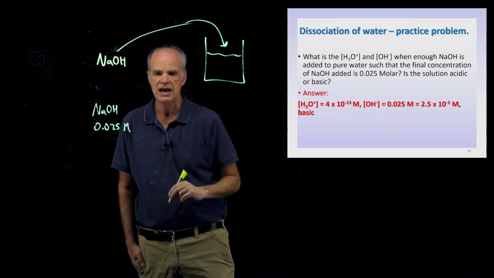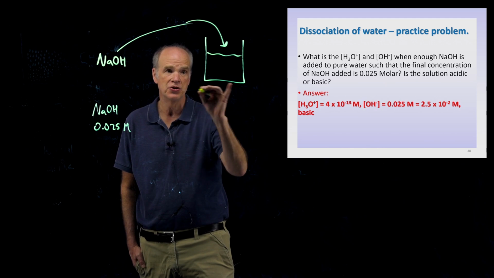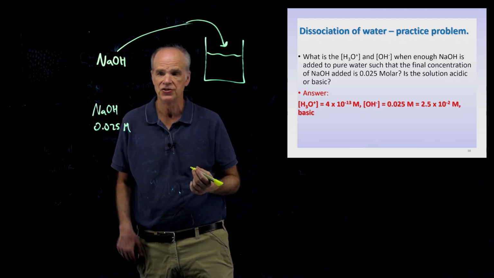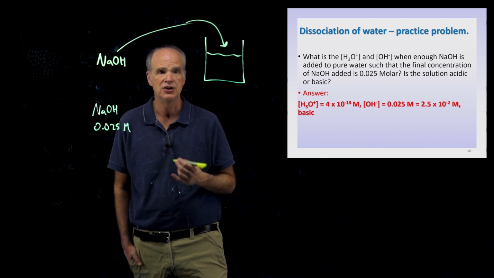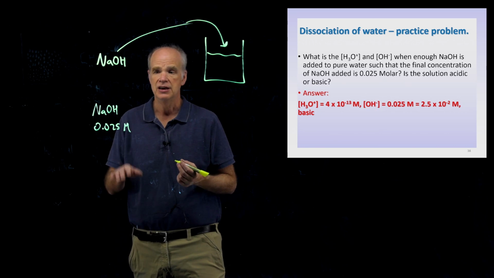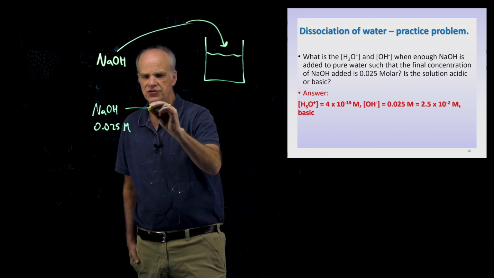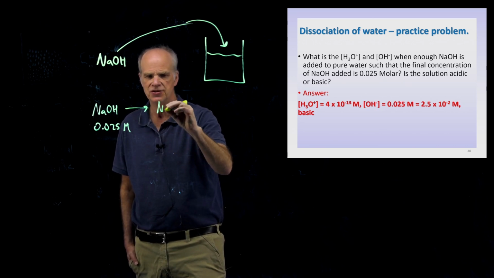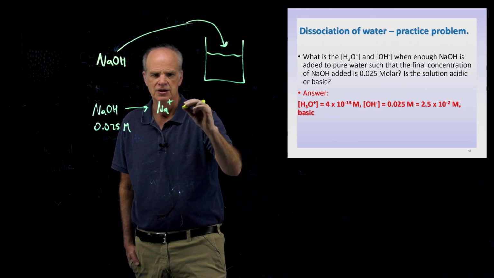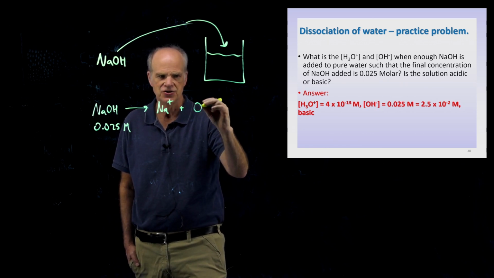And what we have to do is imagine what the sodium hydroxide does when it hits the water. This is a strong base. It will totally dissolve in the water, and it will dissociate into ions. So let's think about what we get here. We get sodium ions, I'll leave out the state symbols, and we get hydroxide ions.